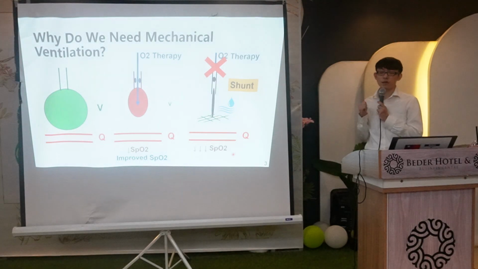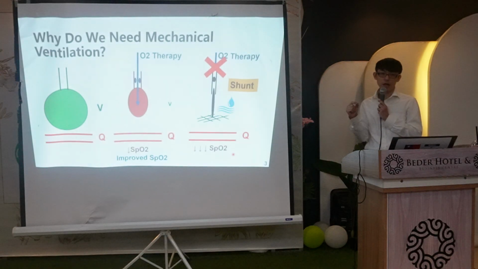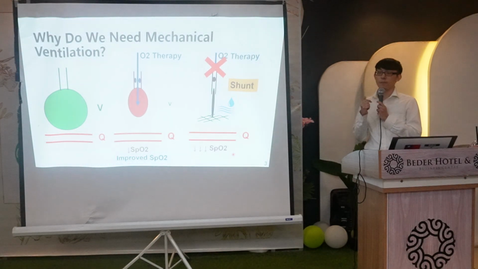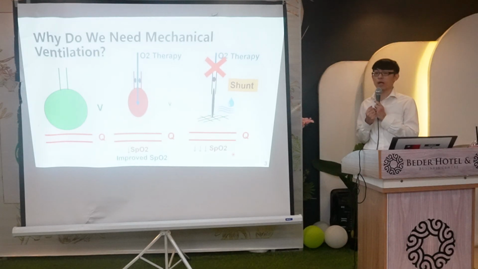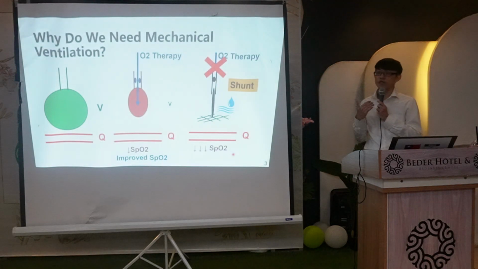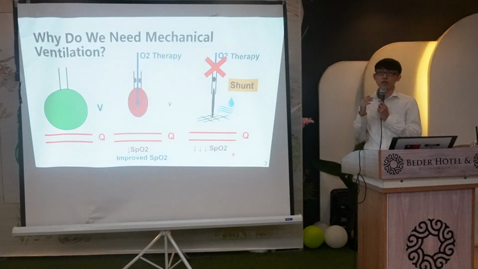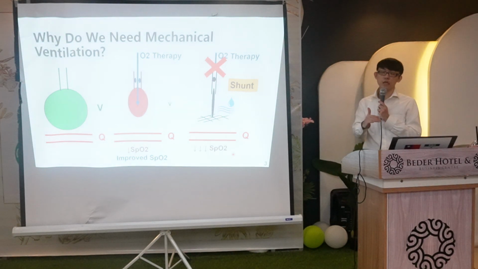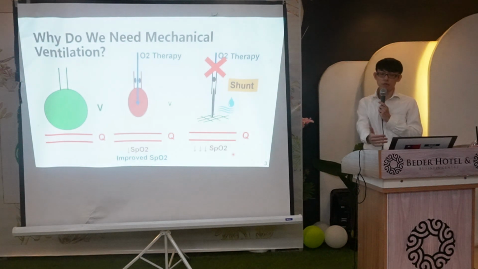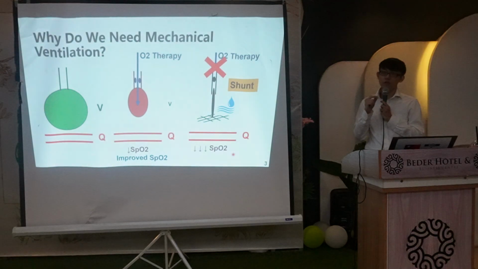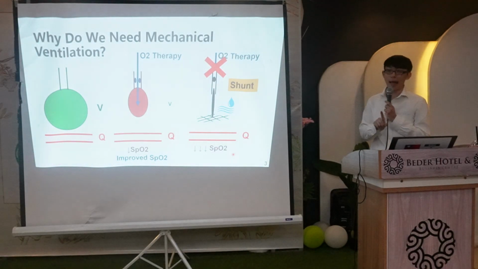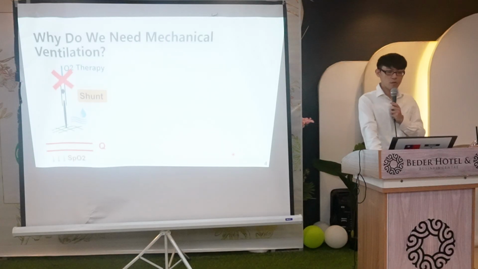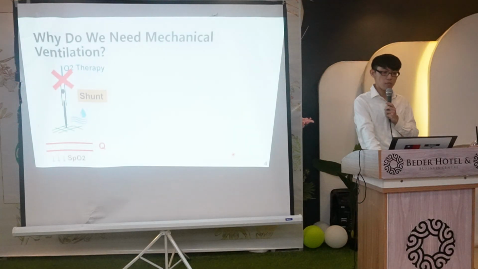So we call this refractory hypoxia. Refractory means the patient has poor response to oxygen therapy. Even if you give the patient 100% oxygen by non-rebreathing mask, the saturation is still low. If you see this in your ICU or hospital, you need to think about this issue: shunt has happened. So how can we deal with this problem?